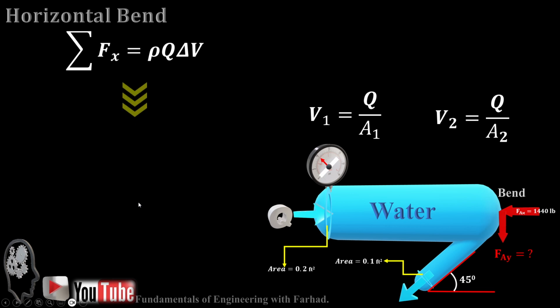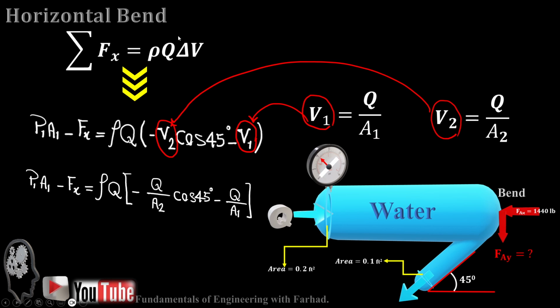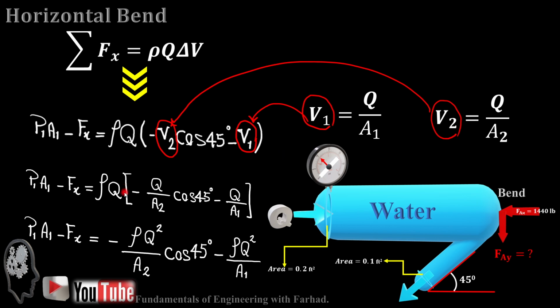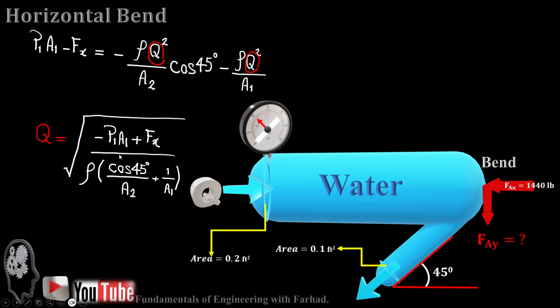If we replace V1 and V2 by these two formulas and simplify, it gives P1 A1 minus F sub x equal to rho Q in brackets, negative Q over A2 times cosine of 45 degrees minus V1, which is Q over A1. Multiplying Q in both parts, that's rho Q squared over A2 cosine of 45 minus rho Q squared over A1. In the first part of the problem we are looking for the discharge, and the only unknown in this equation is the discharge. If we rearrange the equation, every other part is provided.